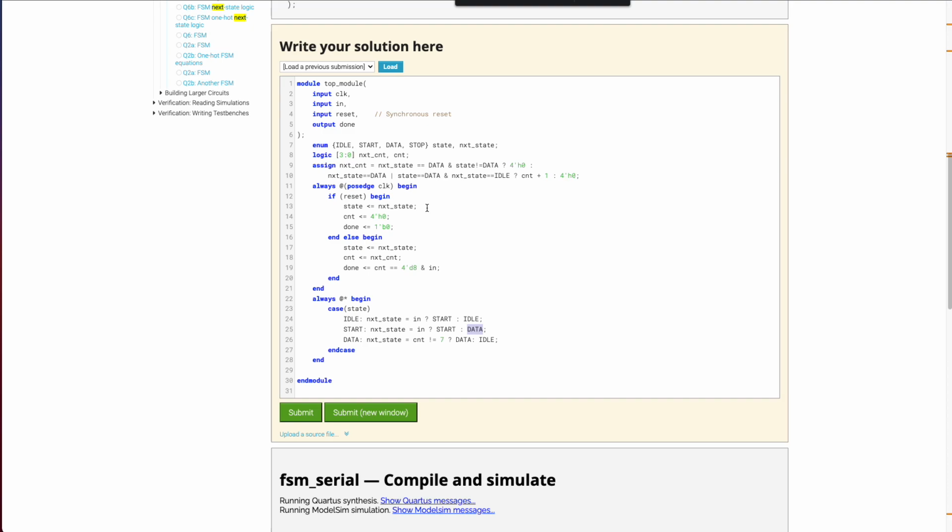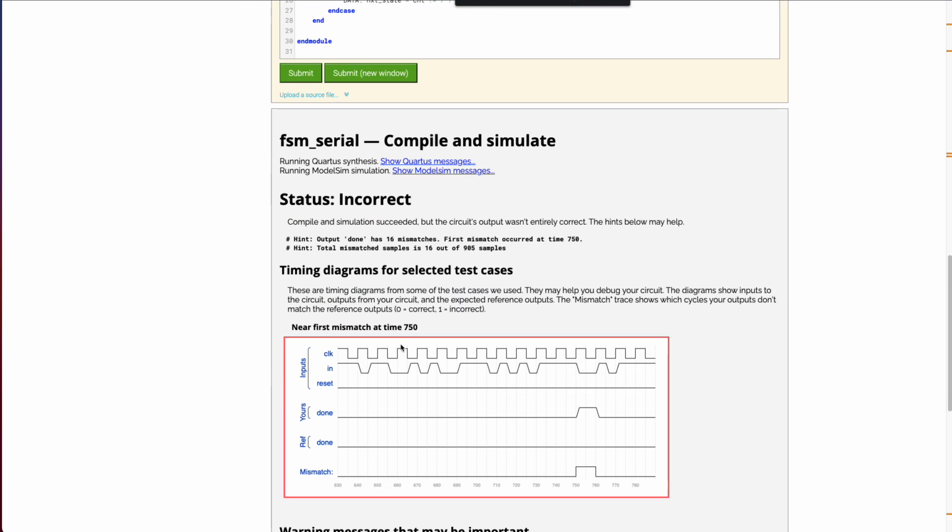Okay. So then this should hit, right? Because next state is data and my state is not data. So the next count should be 0. So like here, I feel like the next count should be 0. And then so count is 0, 1, 2, 3, 4, 5, 6, 7, 8.